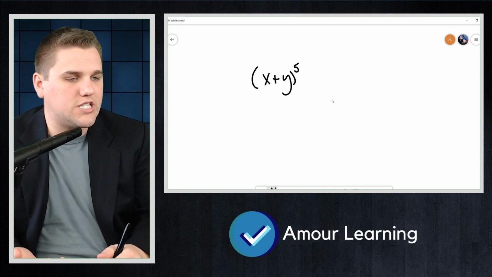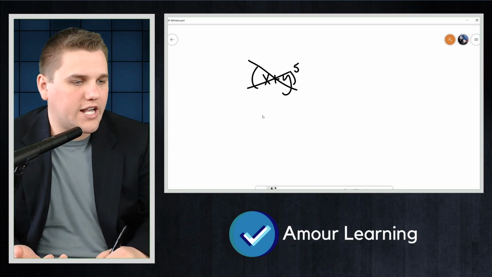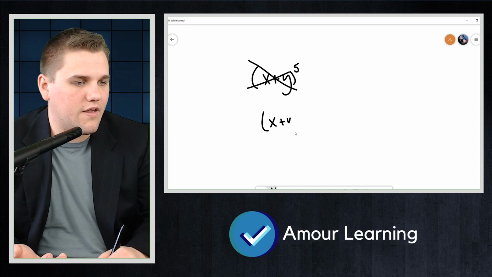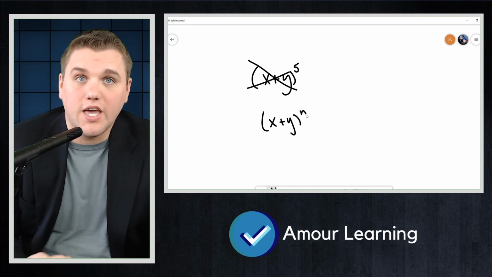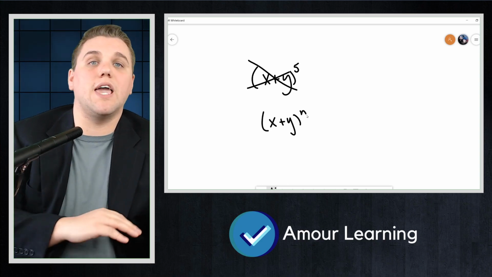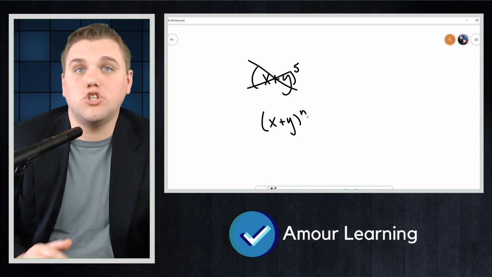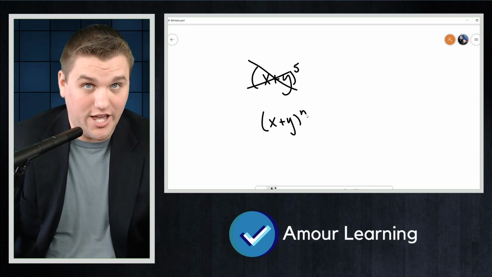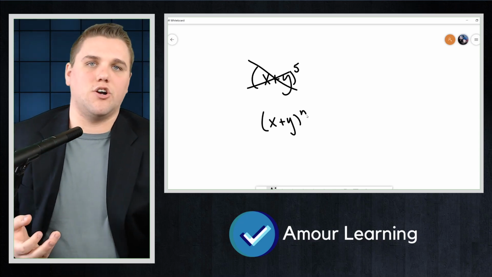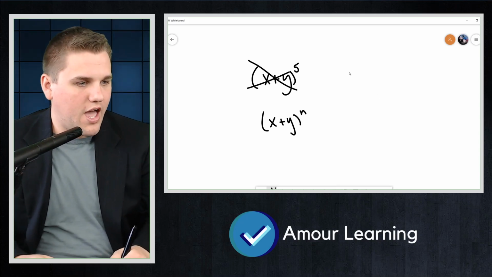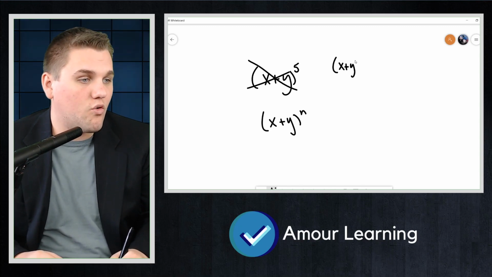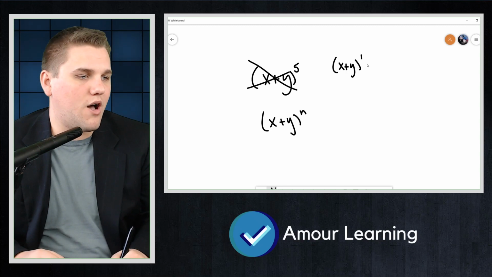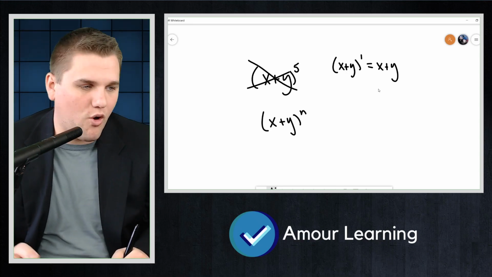Well, let's actually expand x plus y to the n for various values of n. Each of these is done by multiplying everything out, which you might refer to as foiling, and then collecting like terms. Let's start with x plus y raised to the 1 power. Well, this is just x plus y. You don't really need any foiling there.